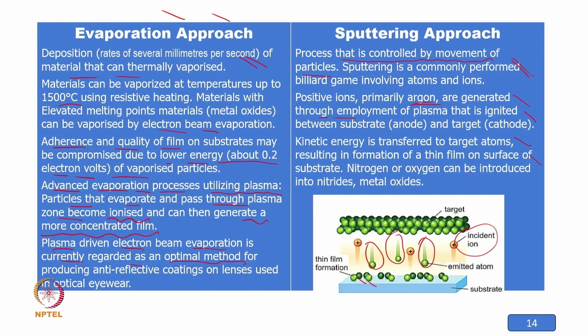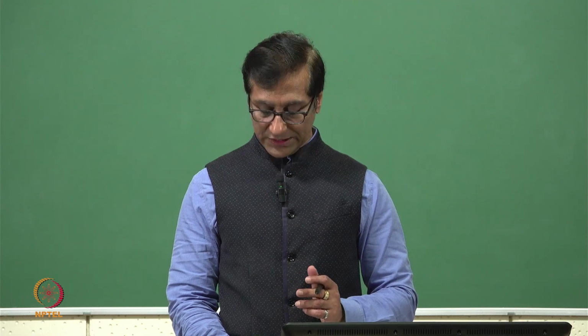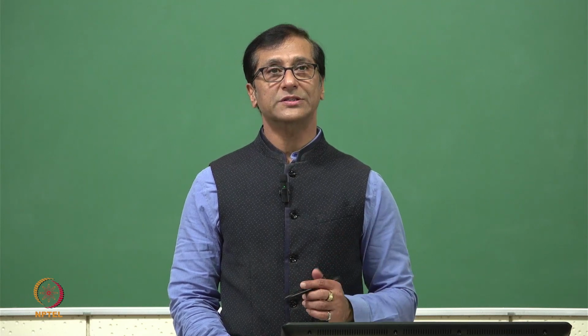If there are some other forms, like nitrogen is used for the nitrides and oxygen is used for the metal oxide, so not only argon but other gases can also be utilized for better results.